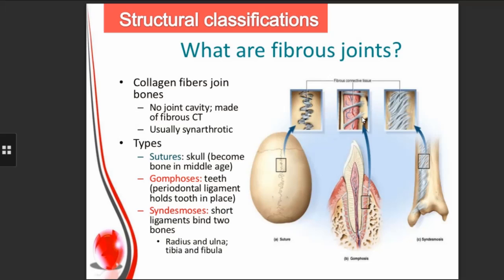This is second type. Third one is the syndesmosis. You can see here, this is a fibrous connective tissue present between two bones. Short ligaments bind two bones, like radius and ulna, and tibia and fibula. You can see here, this is the tibia and this is the fibula. Between them there is an interosseous membrane which is made up of fibroconnective tissue that holds these bones together.